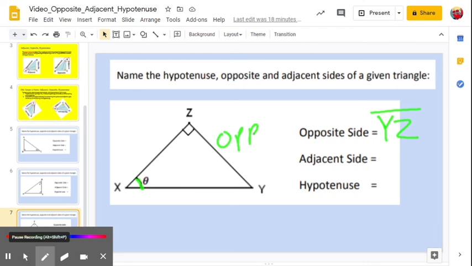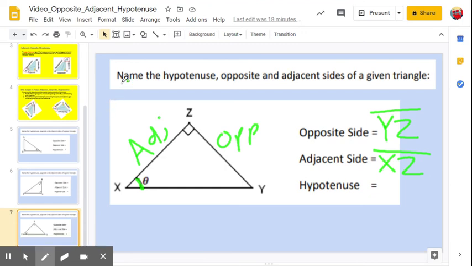Now can you tell me what side is our adjacent leg? Okay, our adjacent leg is segment XZ. So again, if I put my thumb on the angle of reference, the side I was not touching was the opposite leg. And then when I put my thumb on angle X in this case, I'm touching two sides. I know I'm always touching the adjacent and the hypotenuse. So the reason why I chose XZ for the adjacent is because I know that XY is my hypotenuse.